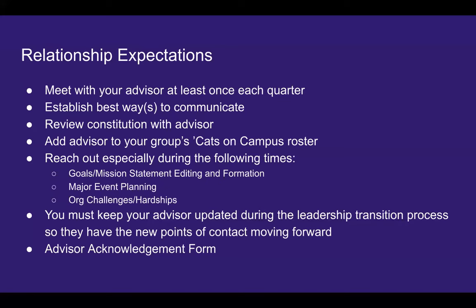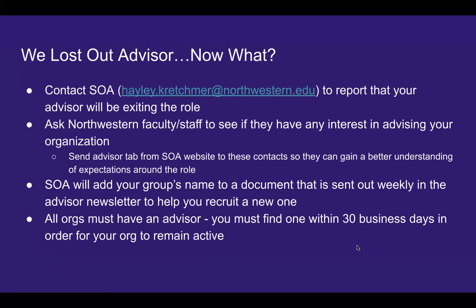And finally, every advisor is required to complete the advisor acknowledgement form. This is a Google form that can be found through the general administration Canvas module, and it is also posted online. If your advisor communicates with you that they need to step down from the role, please contact SOA immediately to report that your advisor will be exiting the role. And SOA would be happy to help you find a new one, though it is the expectation that you are actively searching for a new one.